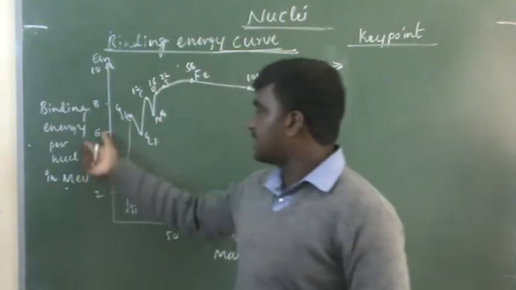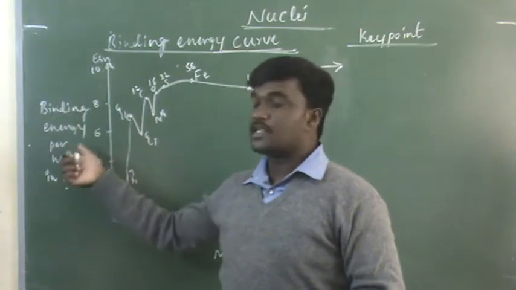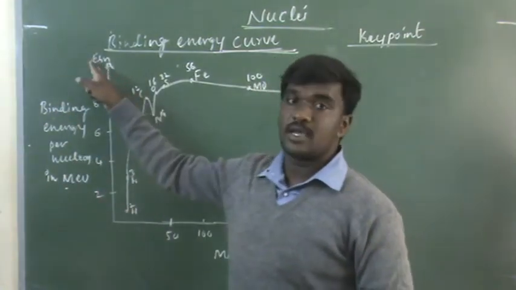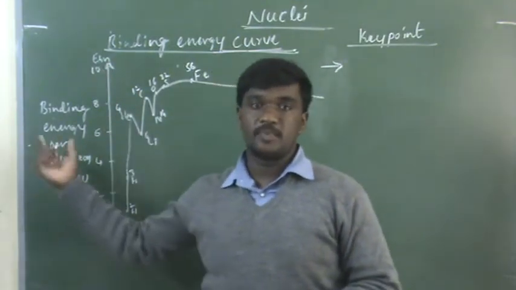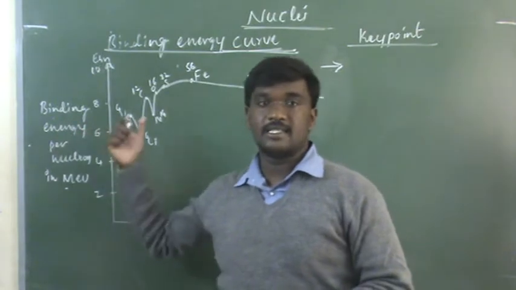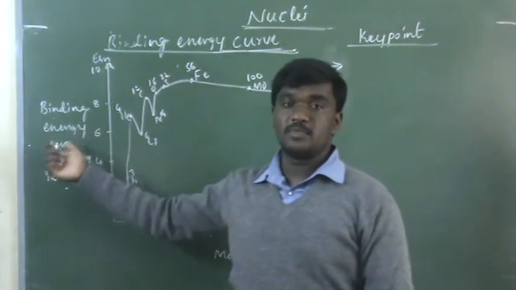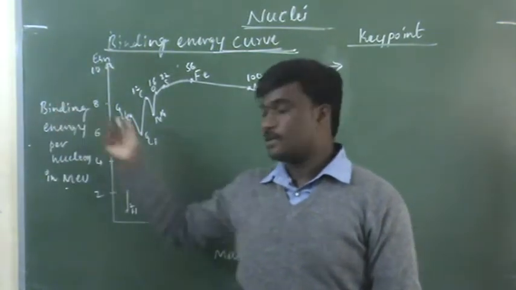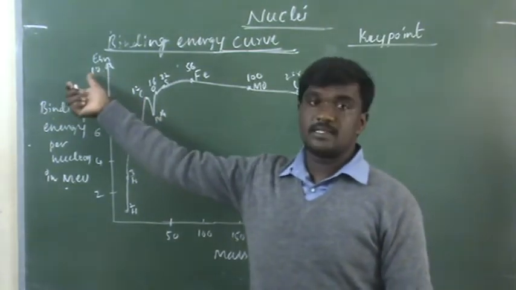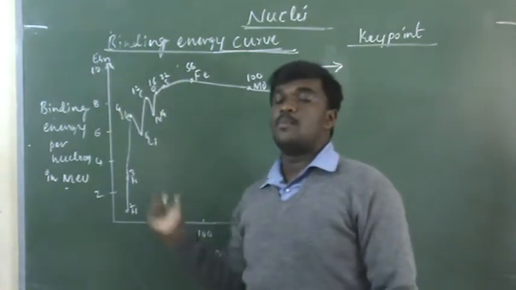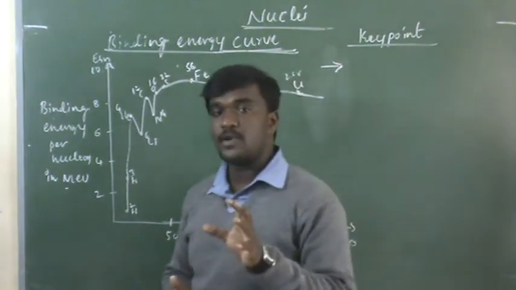Binding energy per nucleon is represented by EBN along the y-axis, and mass number, represented by A, is along the x-axis. So in this curve there are some important key points.